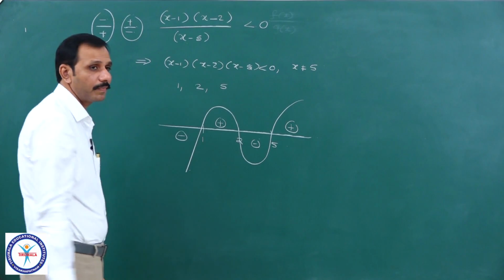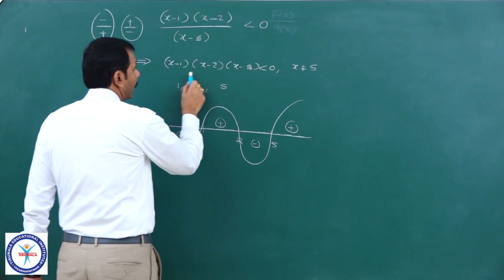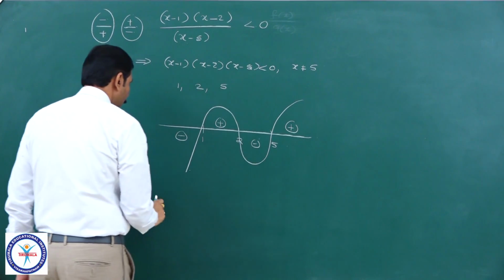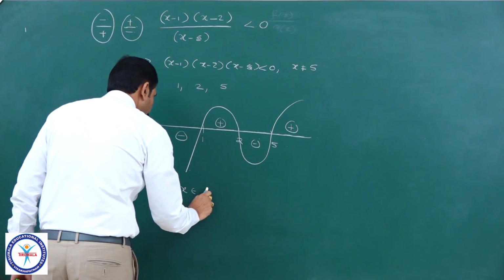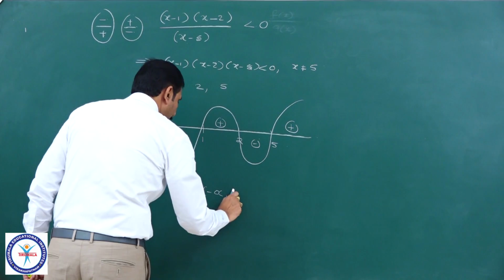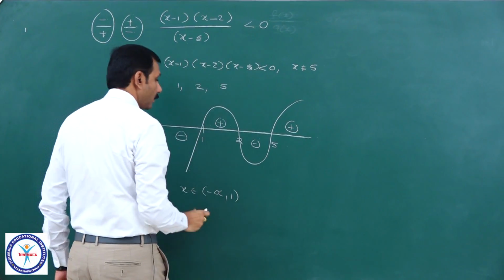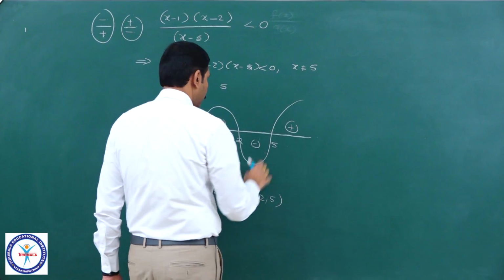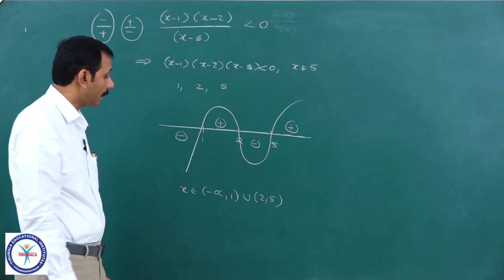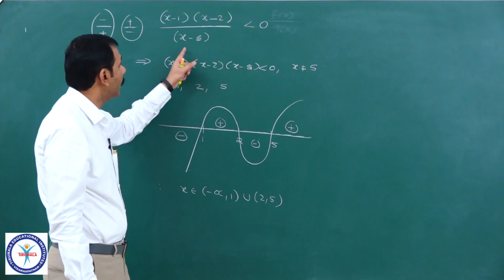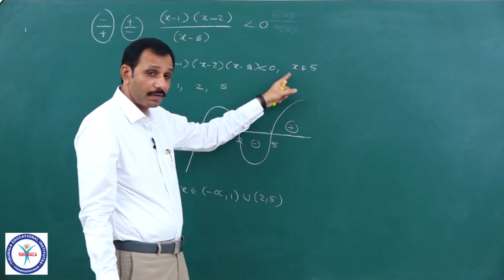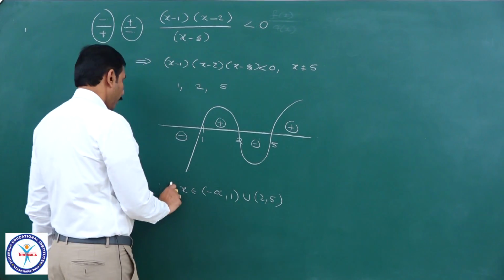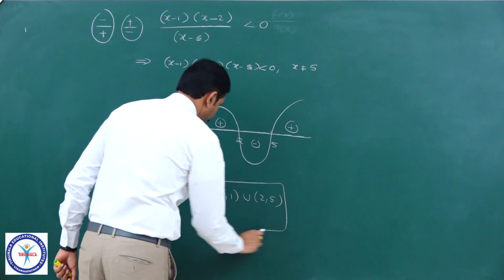This is the wavy curve. Now collect the values of x where it is negative. Negative means this side negative and here it is negative. Therefore, x belongs to minus infinity comma 1, open interval because less than 0, union open interval 2 comma 5. That's all. These are the values of x for which it is negative. And observe, here it is x not equal to 5, is that 5 included or not? Yes, here 5 is an open interval, not included, no problem. Therefore, the final solution set is this one.